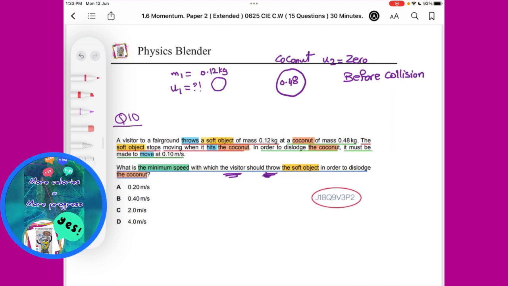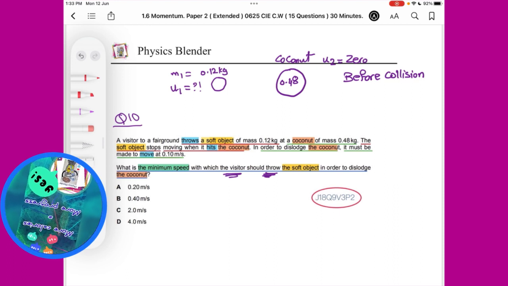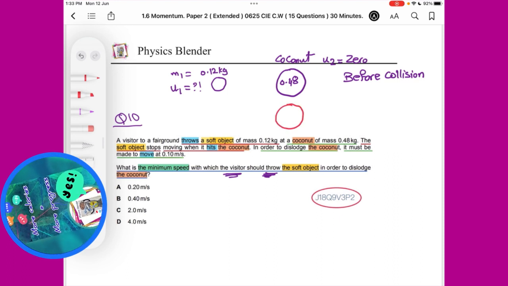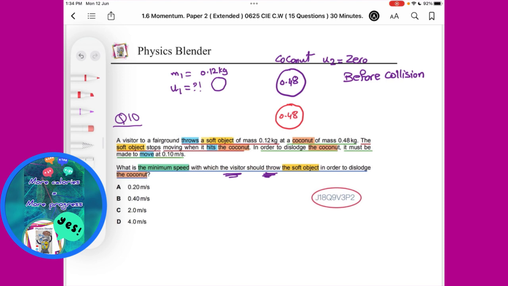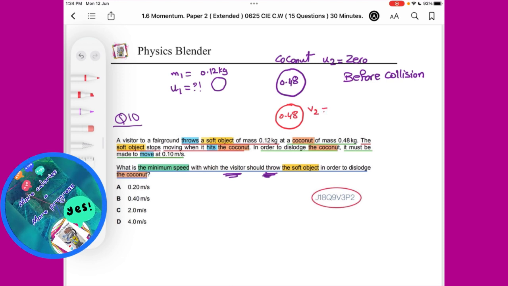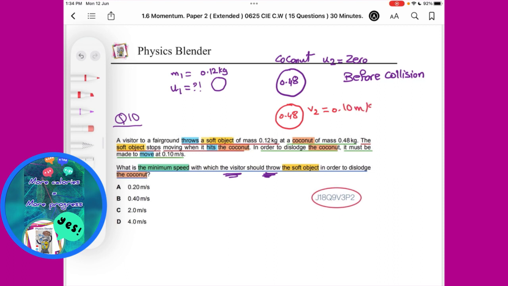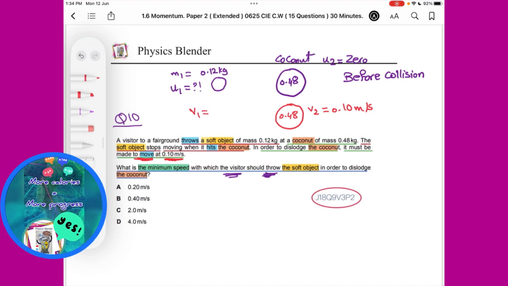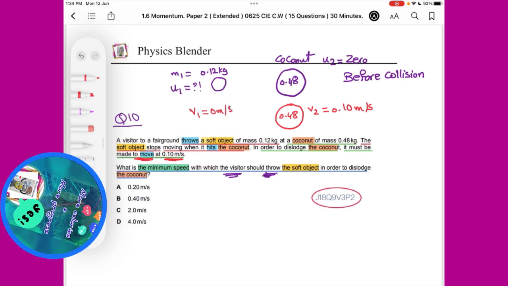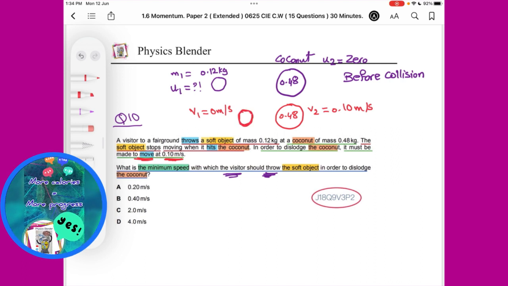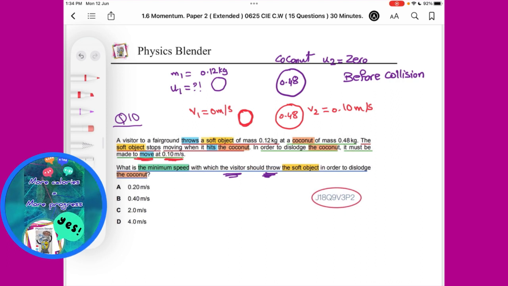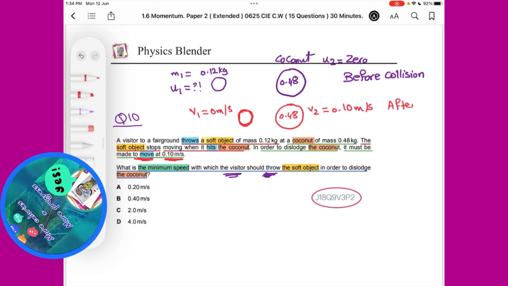What happens after collision? After collision, the coconut moves, 0.48 kilograms. So V2 is 0.10 meter per second. It's given here to move at 0.10 meter per second. And V1 will be 0 meter per second. The first object, the soft object, will become at rest. Okay, so right here, this takes place after collision.